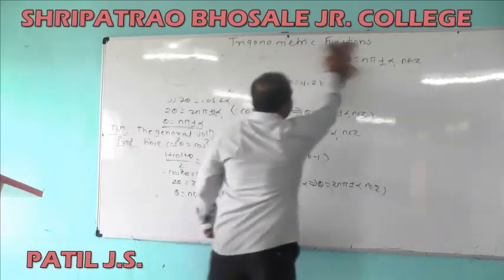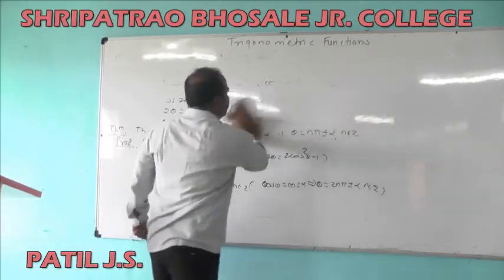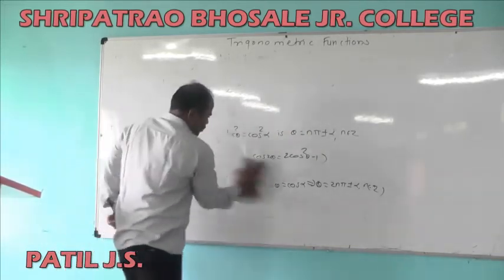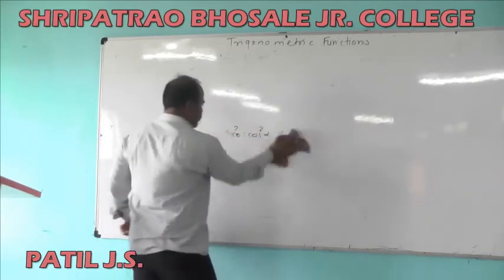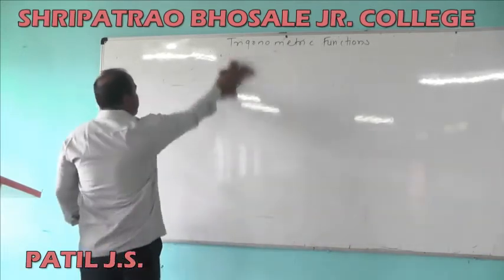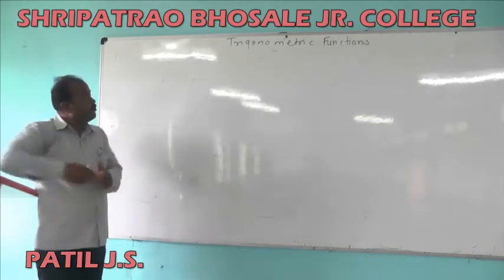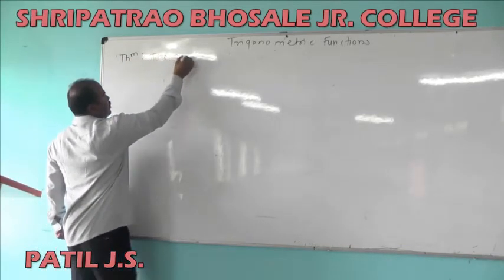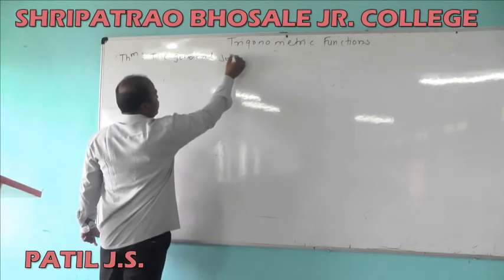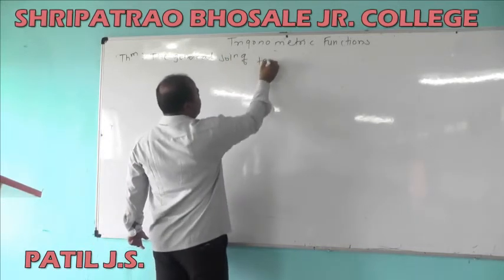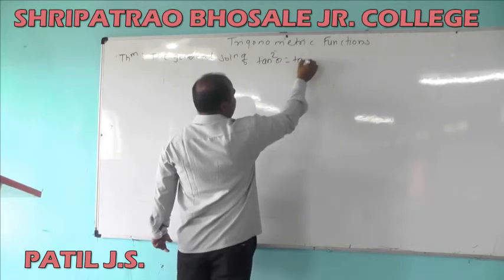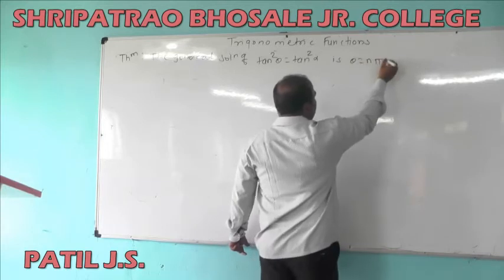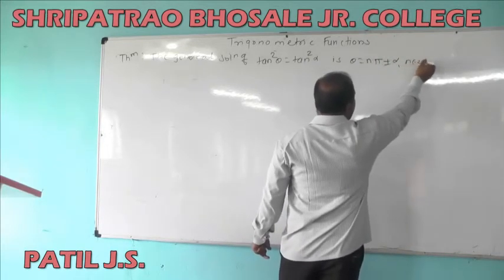The next theorem is tan square theta is equal to tan square alpha. Next theorem, the general solution of tan square theta is equal to tan square alpha is theta is equal to n pi plus or minus alpha, n belongs to Z.